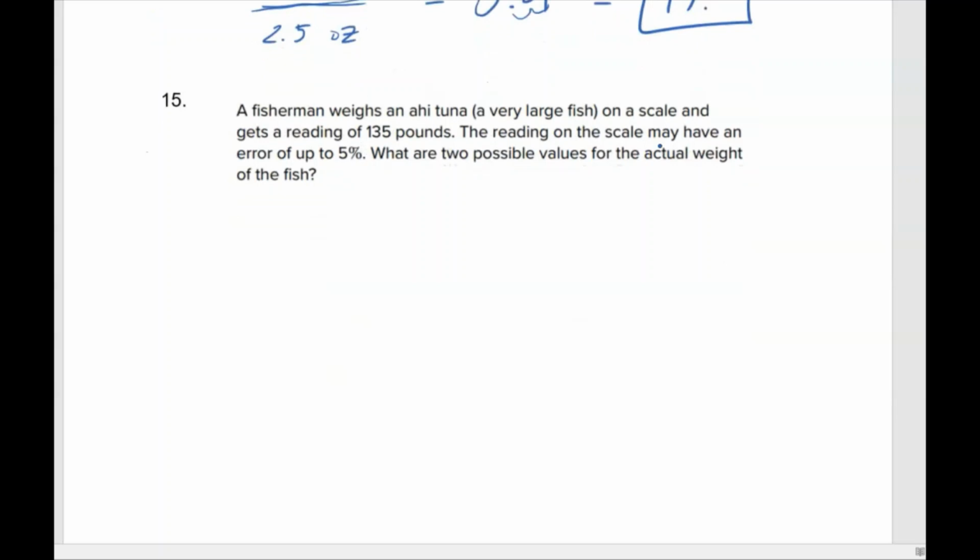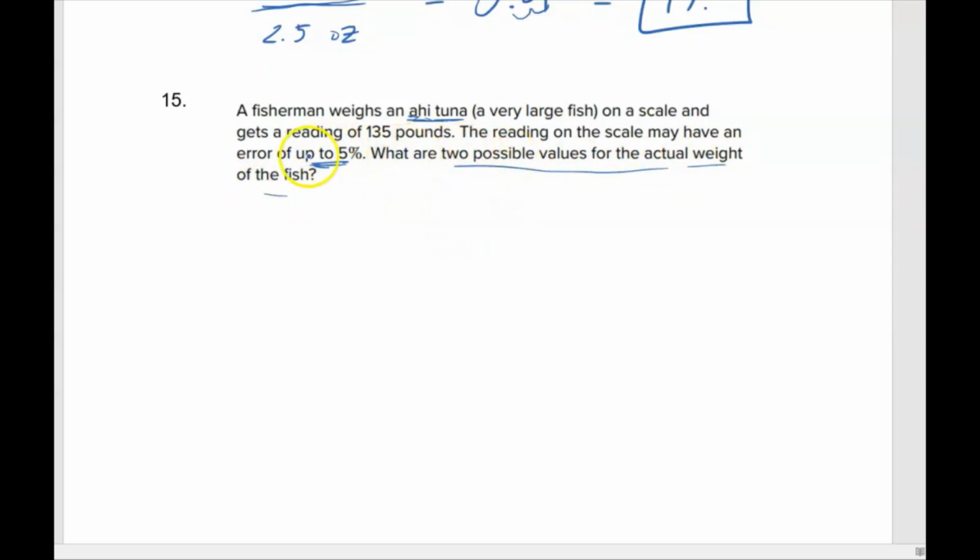And lastly, finishing off with number 15, it says, a fisherman weighs an ahi tuna, which is a really big tuna, on a scale and gets a reading of 135 pounds. If you've never had ahi tuna, oh my gosh, it is delicious. You gotta try it sometime. The reading on the scale may have an error of up to 5%. What are two possible values for the actual weight of the fish?